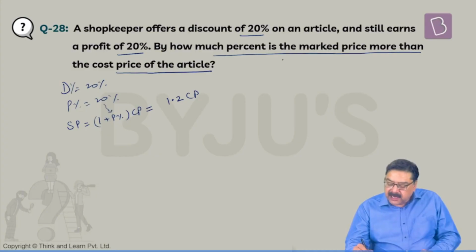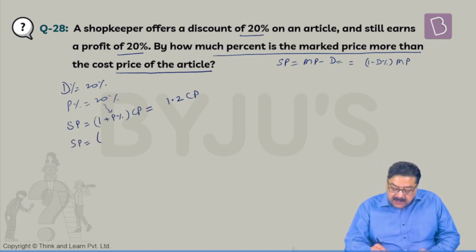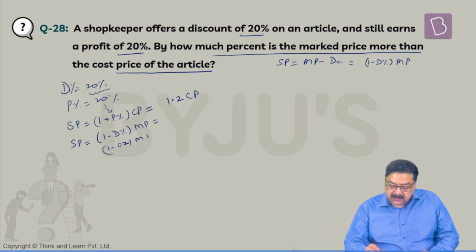Now we also know that selling price equals marked price minus discount, but discount here is the actual value. So I can also say this is 1 minus discount percent times the marked price. So selling price here becomes (1 minus discount percent) into marked price. Discount percent is given to us as 20%. So 1 minus 0.2 times marked price. So it becomes 0.8 times marked price.